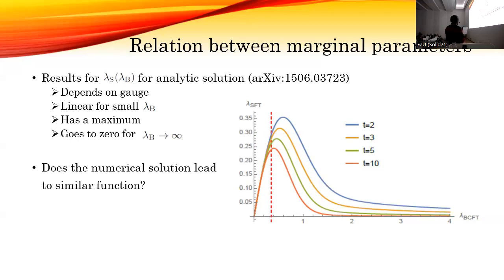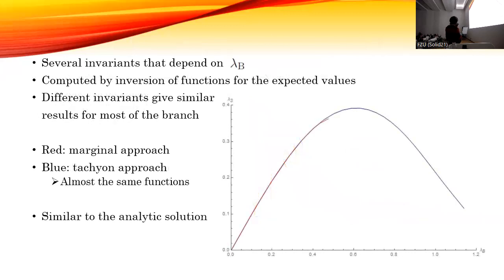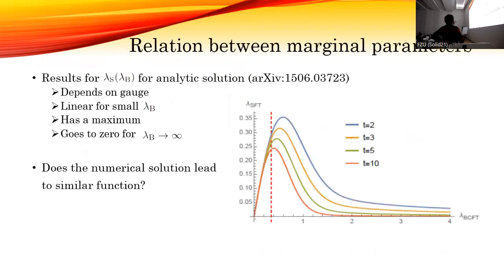The question is whether the numerical approach gives us something similar. As you saw before, we have several invariants which depend on lambda. So we can invert the expected values, and using this function, we compute lambda, and we should get similar values from all invariants, which essentially happens while the solution is on shell. In this plot, the red color is from the marginal approach, and the blue one is from the tachyon approach. You see that they agree very well up to the end of the marginal branch. And for the tachyon, we can see there's a maximum, and then it goes down. So it's actually quite similar to what we saw for this analytic solution. It goes up, reaches a maximum, and then goes down.